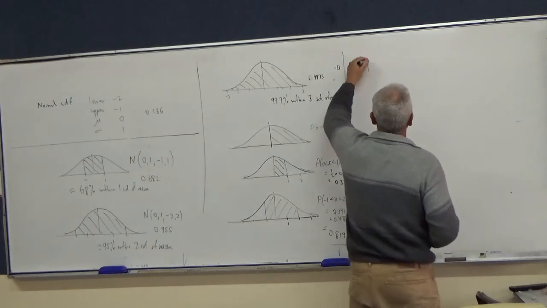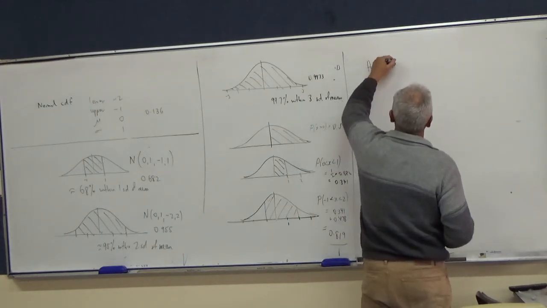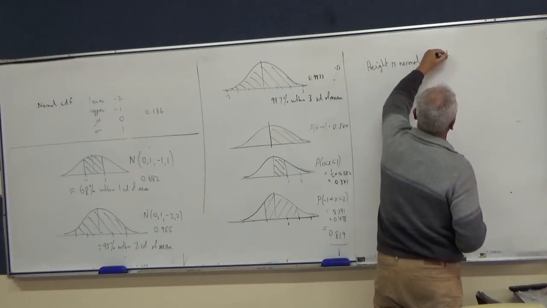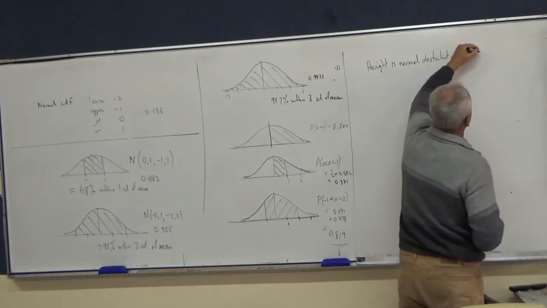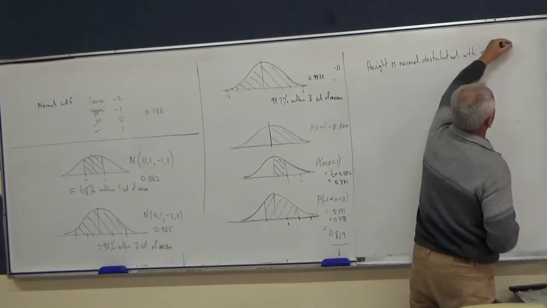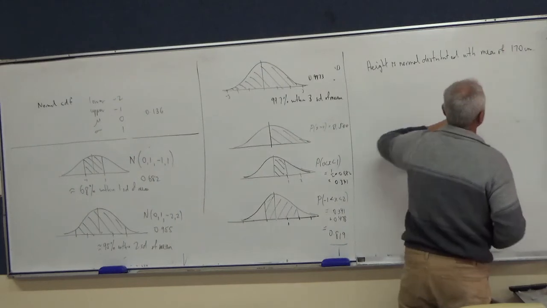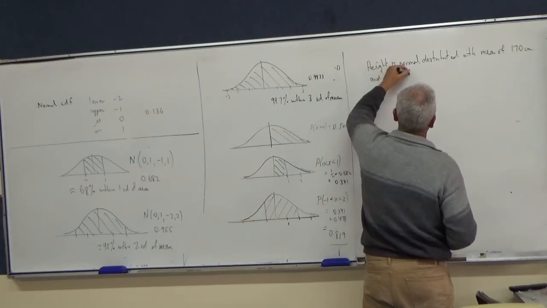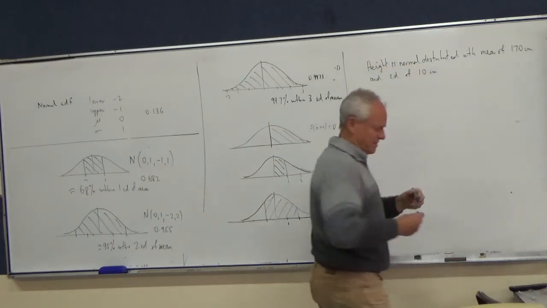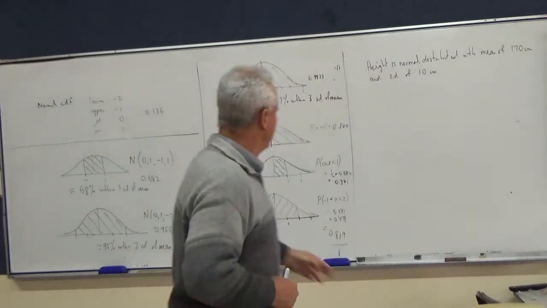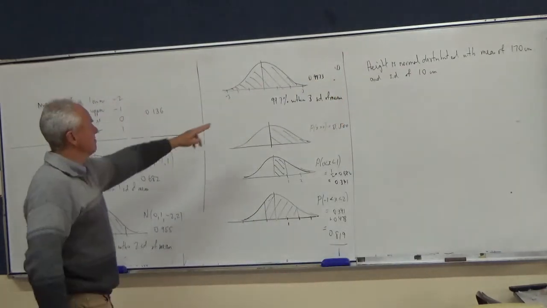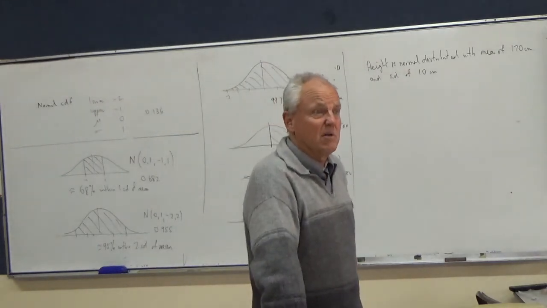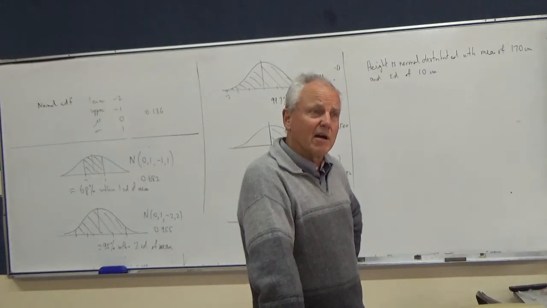But if we say height is normally distributed with mean of, I'm going to say, 170 centimetres and standard deviation of 10 centimetres. That means that almost everyone, 99.7%, would be between 140 and 200. I don't know too many people outside that range.